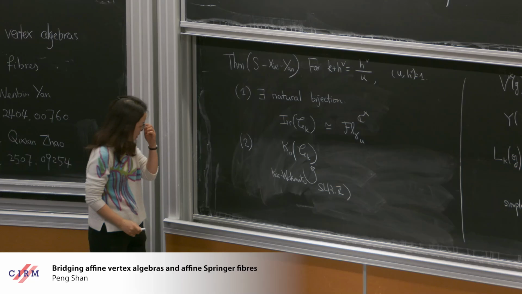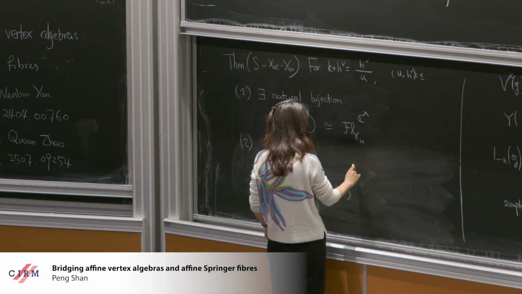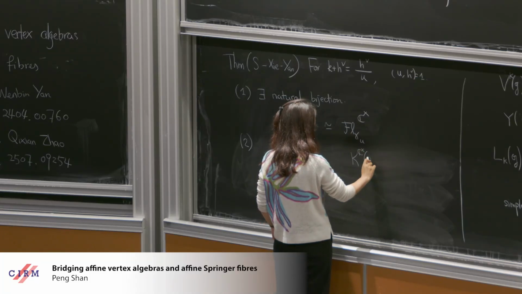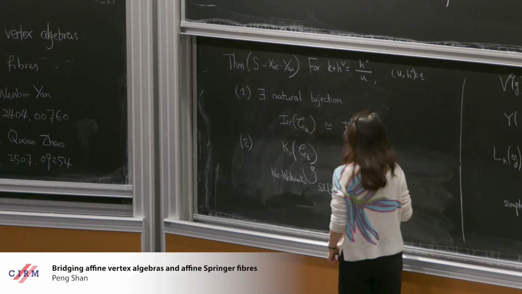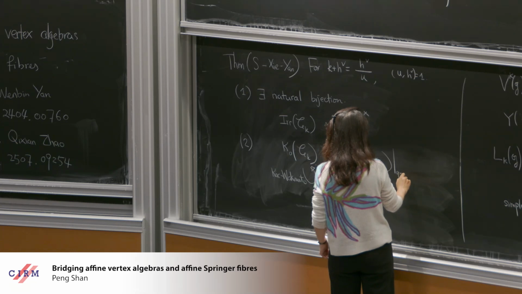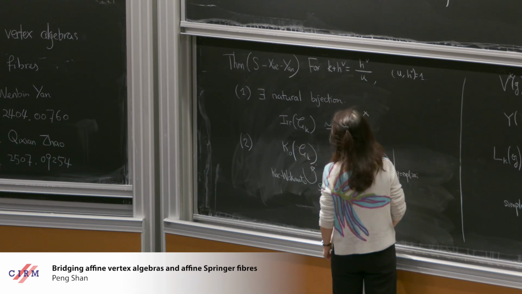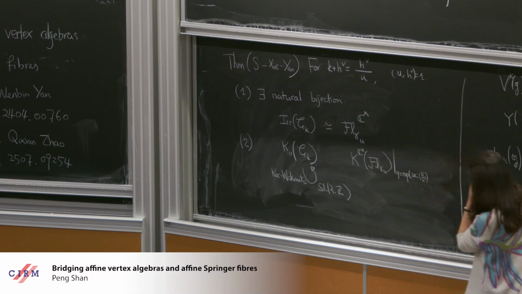And now on the other side, I can consider the equivariant K-theory of this Springer fiber. And I specialize the parameter Q to be exponential of 2 pi i of h check over u.